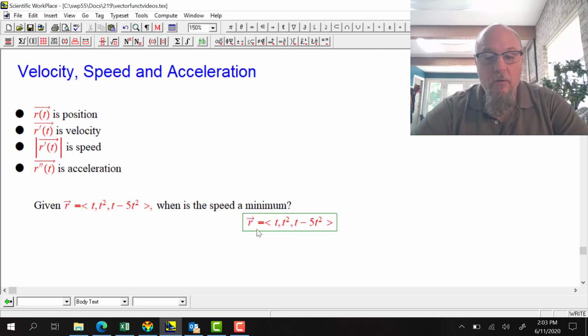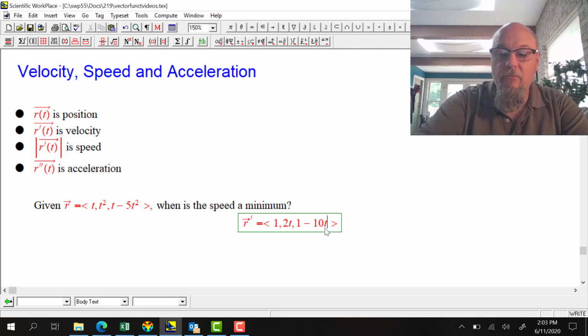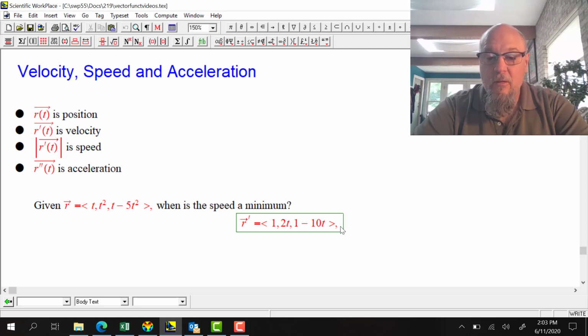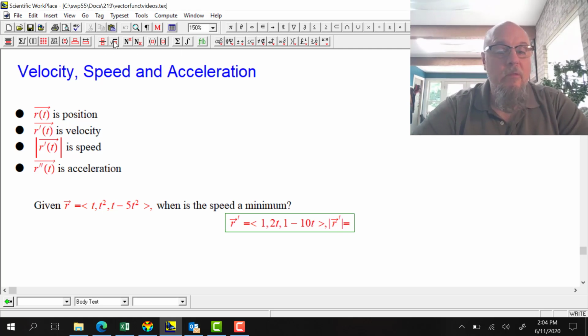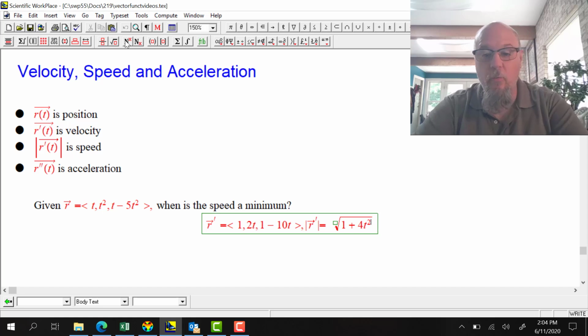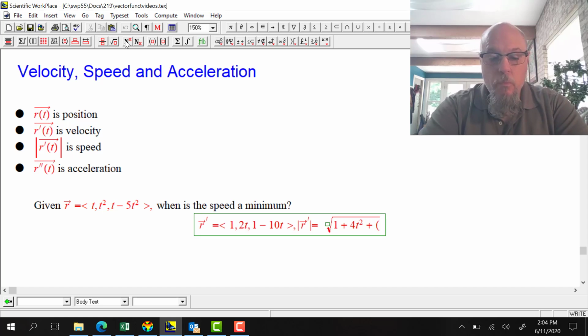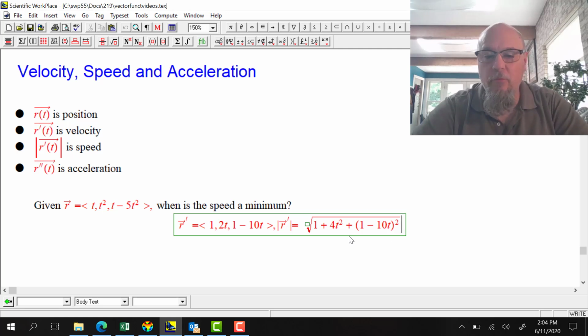So I'm going to take the derivative. 1, 2t, and 1 minus 10t. Okay, so that wasn't too bad. There's the velocity vector. To get the speed, that's the magnitude of the velocity vector. So that's going to be square root of first component squared plus second component squared plus third component squared. Okay, and we could expand that out, we could clean that up, we'll do that in a minute. But here's the speed. Now speed is a function of time.